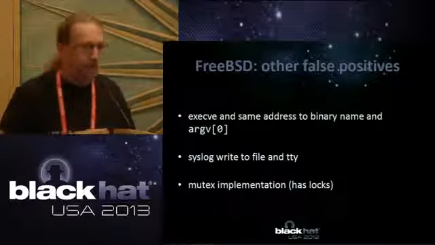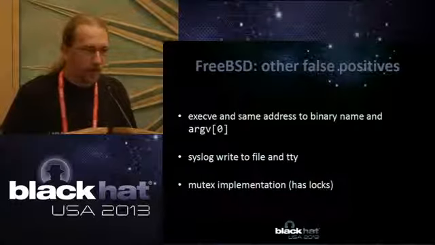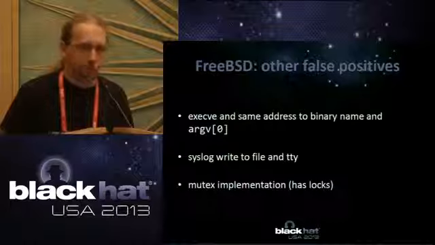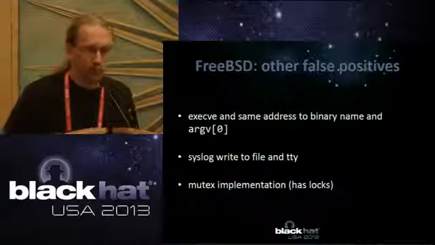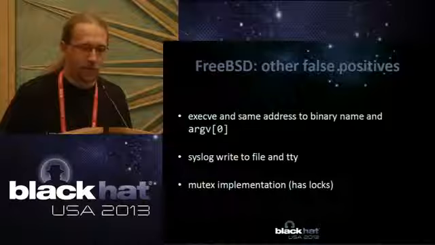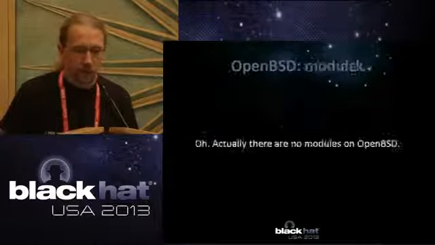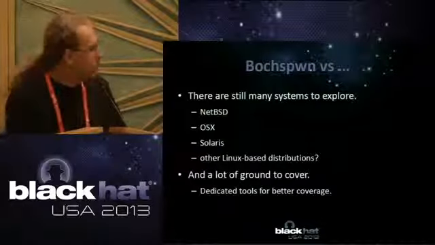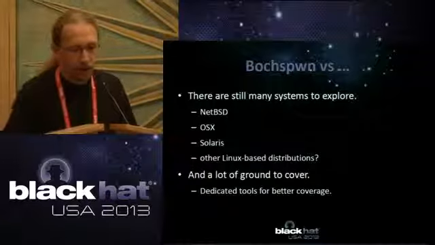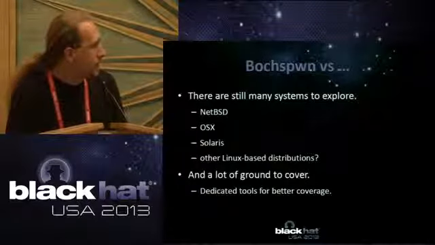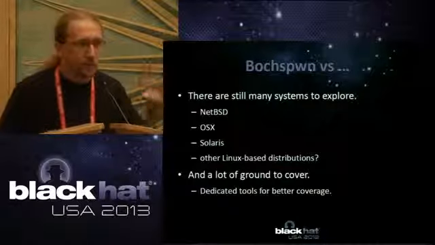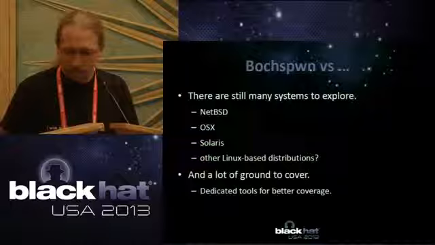There were also some other false positives. As Mateusz said, we'll be releasing the logs on our blogs really soon, maybe tomorrow or in a few days. So you can take a look at the other false positives as well. I'm going to skip OpenBSD because this is still work in progress. There are some data on the slides if you would like to take a look. And we can also run Bochspwn versus NetBSD, maybe OS X, and maybe some other Linux distributions. We'll see. There is still also a lot of ground to cover with better coverage.